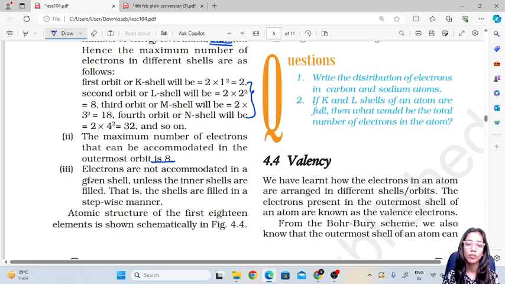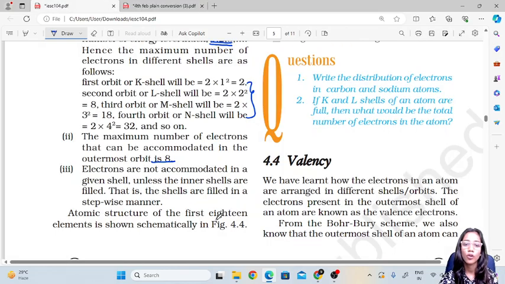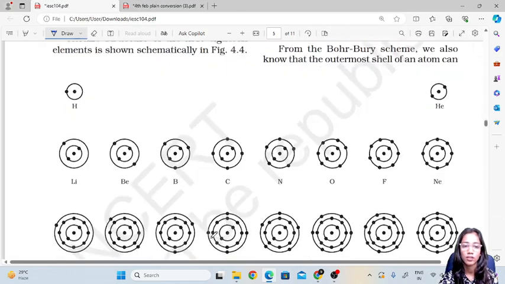Electrons are not accommodated in a given shell unless the inner shells are filled. So you have to fill the K shell first and then go to the L shell. We can't directly put 3 electrons in the L shell; it should be in a stepwise manner. So these are the 3 rules which we have to follow when filling up the electrons.